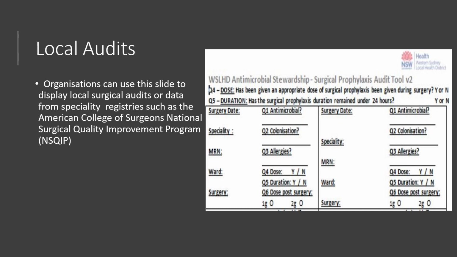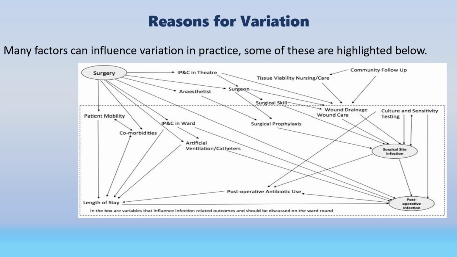Then we had the surgical date, the antimicrobial colonization, allergies and data, and others. Many factors can influence the variations in practice for surgical prophylaxis. Surgery is influenced by infection control in theater, the anesthetic practice, the infection control ward, the comorbidities of the patients, the length of the stay, and many other such factors.